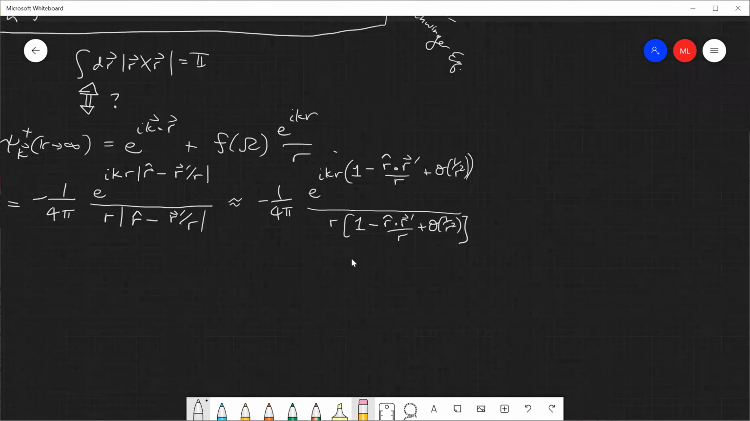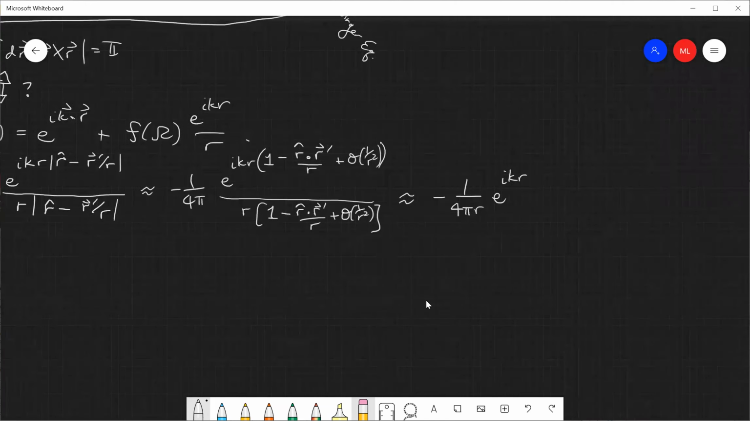But to a good approximation, this inside the integral is just minus 1 over 4 pi r e to the i k r times that leftover exponential, which is e to the minus. Now the r's cancel, and it's i k r hat dotted into r prime. So you'll see that this contributes, right? Because you still have to integrate over this phase.